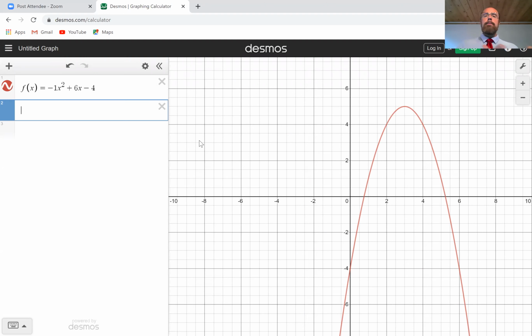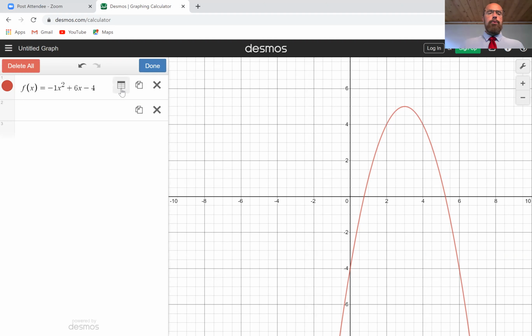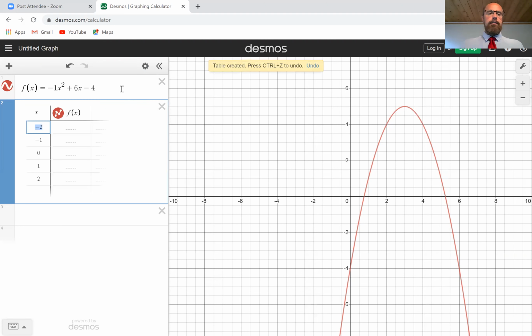I didn't place the parabola in the correct zone. This one I can see is mostly in quadrants 1 and 4. But nonetheless, I do see that both arms are opening downward. Well, let's get our table so that we can make a better, more precise, more accurate graph.